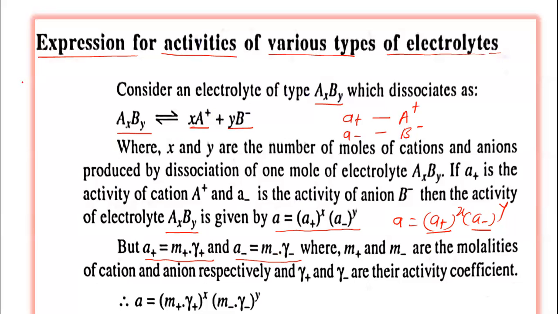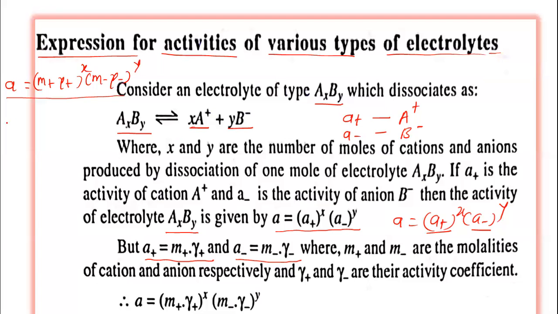So let us do here. Total activity is equal to: put A plus equal to M plus into gamma plus raised to X, and A minus equal to M minus into gamma minus raised to Y. Okay, so we are getting this derivation now, the activity of the electrolyte. Step by step, we are going to derive it here.